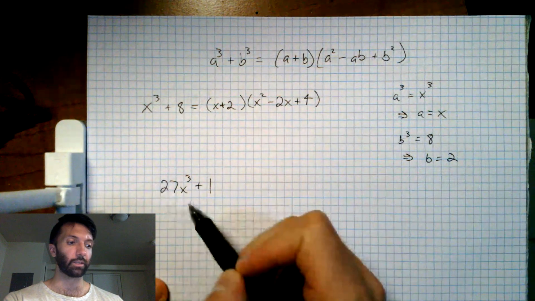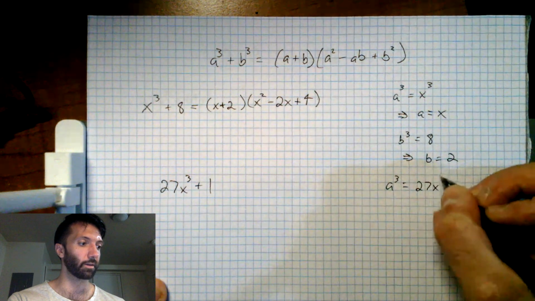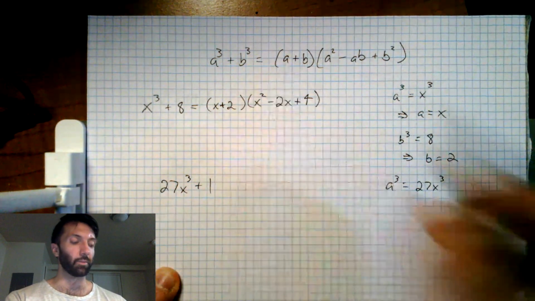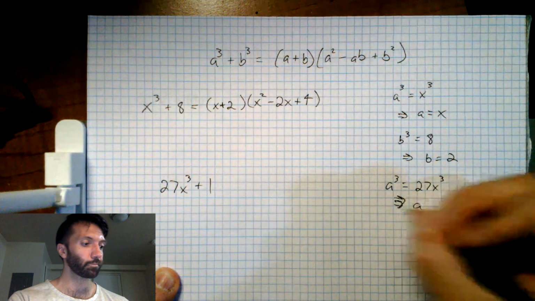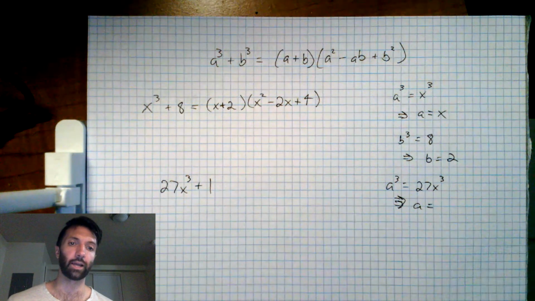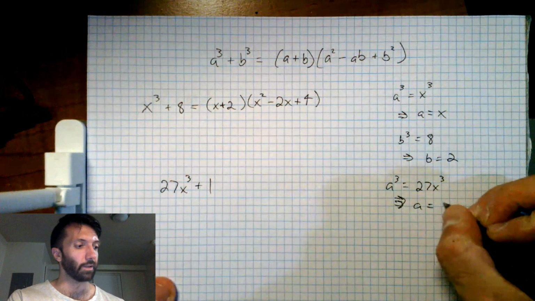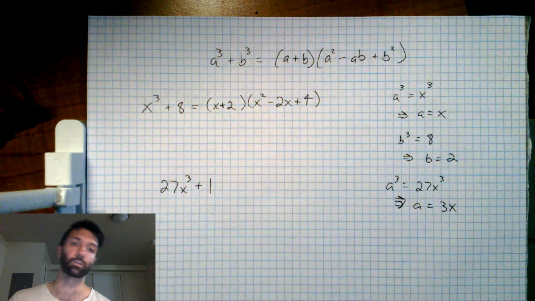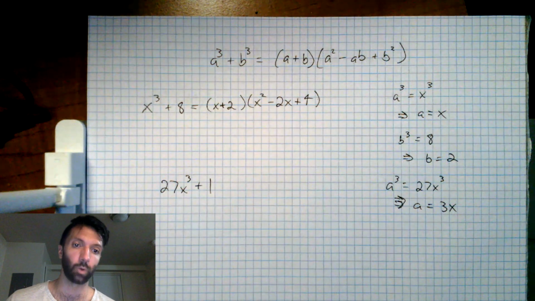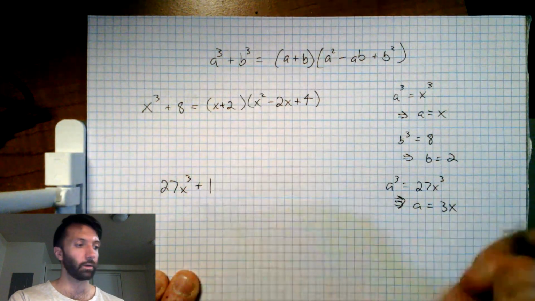So remember again, this is a to the third right here. So a to the third equals 27x to the third. Well, we need to know what a is. So by taking the cube root of both sides, you have to think, what times itself again gives us 27x cubed? And the answer to that is going to be 3x. Because 3x times 3x is 9x squared, and then 9x squared times another 3x is going to be 27x to the third.